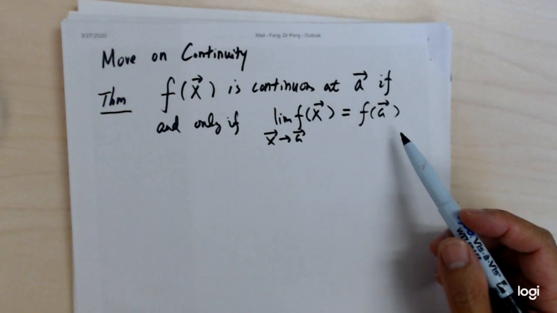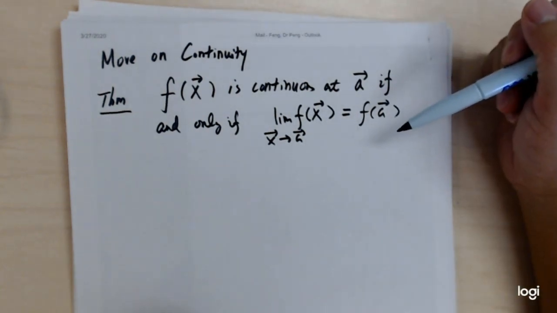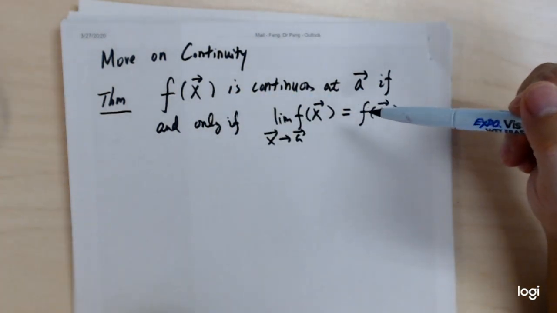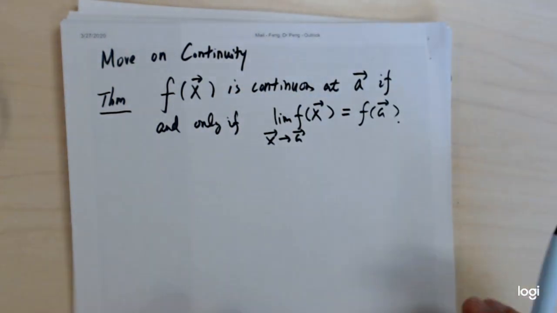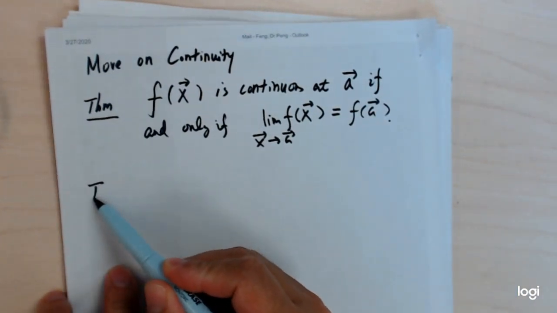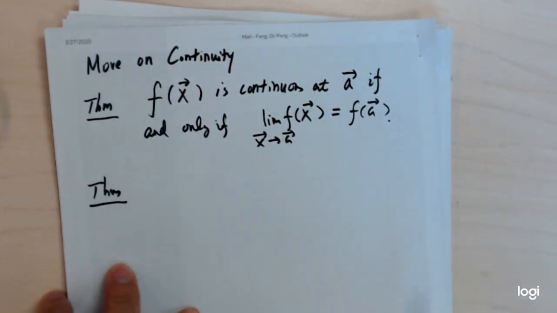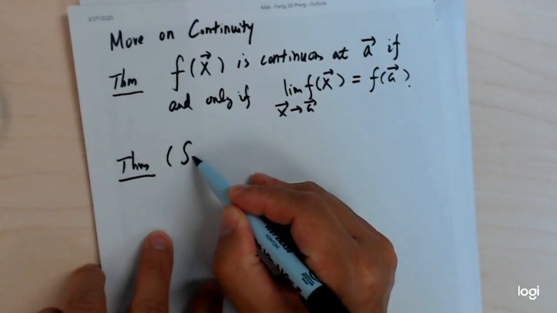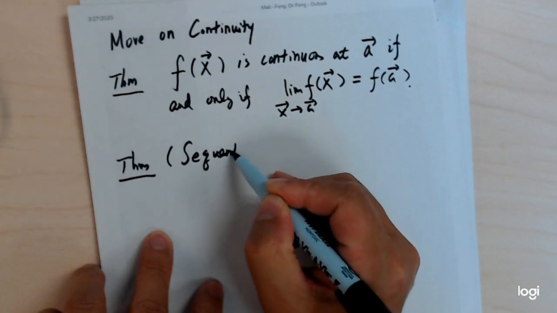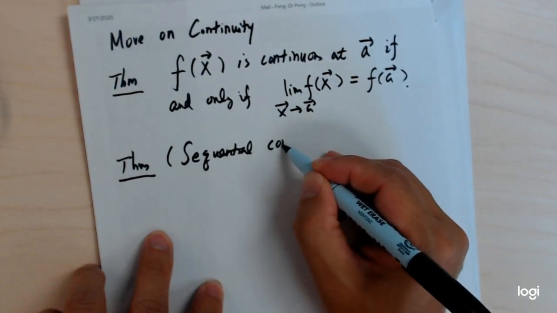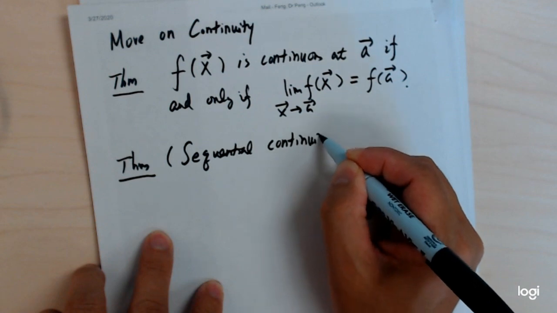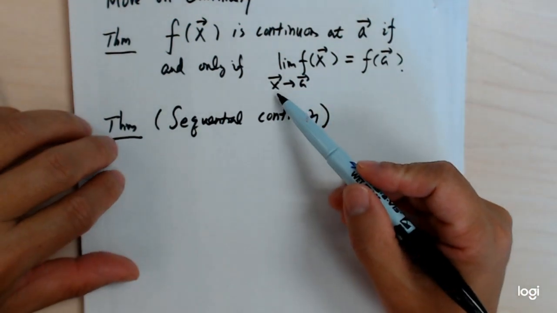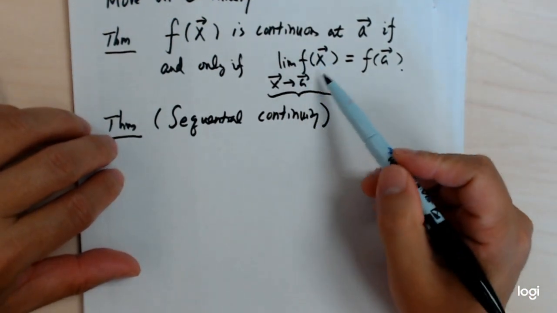So notice this is almost identical. This is actually identical to the function of a single variable. It's just that we have replaced the single variable with multivariable. All right. An equivalent result is the following. Sometimes we call this sequential continuity, which basically rephrases the meaning of this limit.